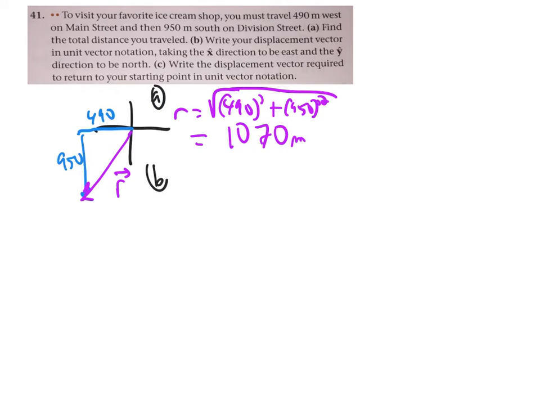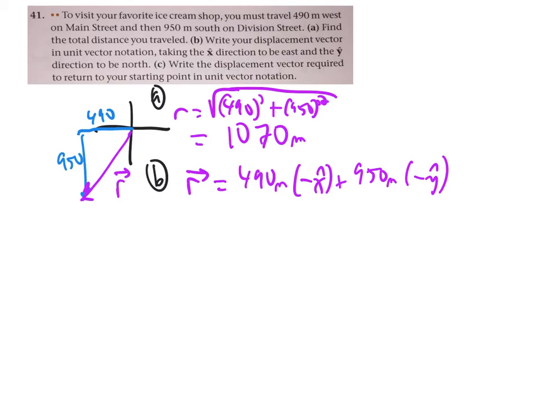And then part B says write R in unit vector notation, but that's actually really straightforward because vector R here is going to be 490 meters west, which is minus x hat, and then 950 meters south, which is minus y hat, and that's just based on the definition they gave us for x hat and y hat. It would be more usual to write this as minus 490 meters x hat minus 950 meters y hat, but that's optional. Both of those are basically the same statement.